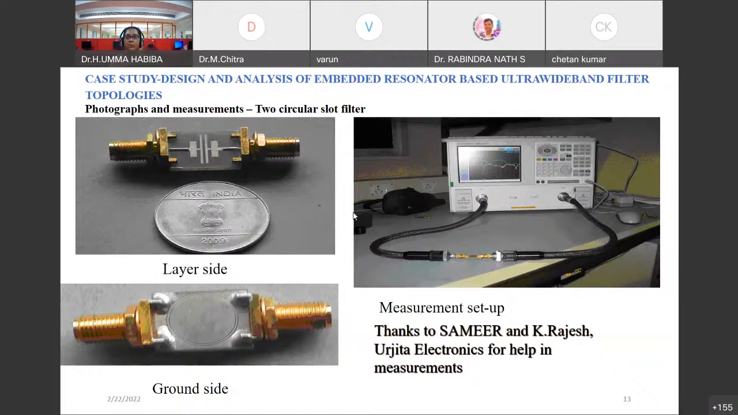So the measurement of insertion loss and return loss and the other parameters was done using this vector network analyzer. Actually, we have done this measurement in SEMI Center for Electromagnetics. For this work, we got guidance, practice for measurement and all, we got guidance from Dr. Rajesh from Munchita Electronics. I want to thank him.